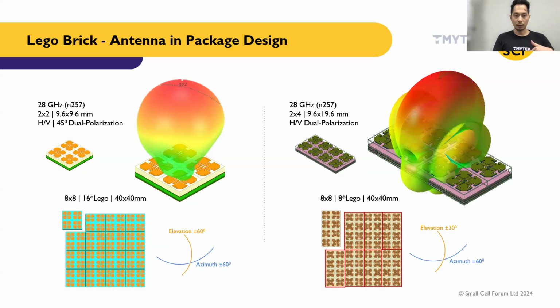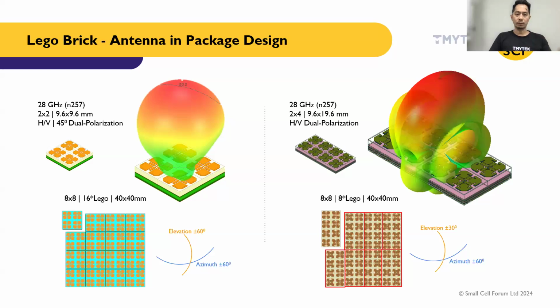And on the left-hand side, you can see we tie up 16 pieces of this Lego brick as an 8x8 subarray element. And you can see that its scan angle is horizontal 16 degree, and the vertical is also 16 degree. Compared to the right-hand side, we have another version of the 2x4 cloud cell, because in this design we wire one path to two antenna array. So you can see that the scan angle for horizontal is still 16 degree, but for vertical is only 30 degree.